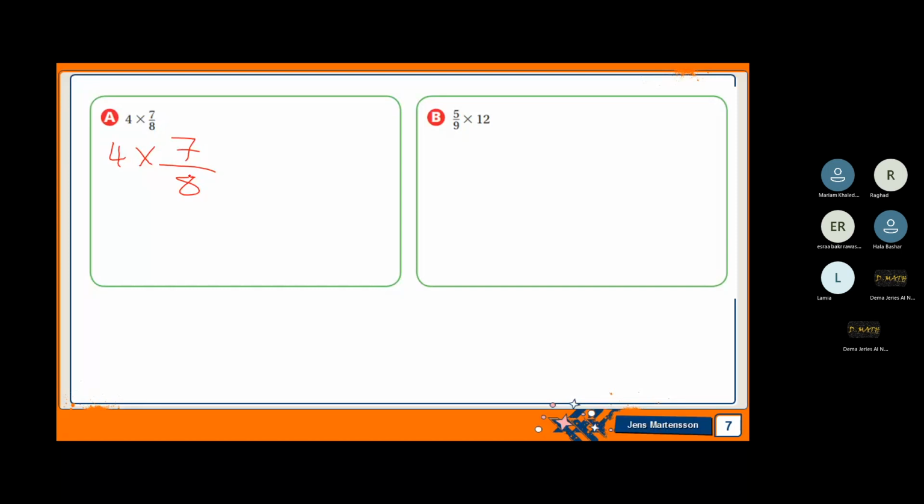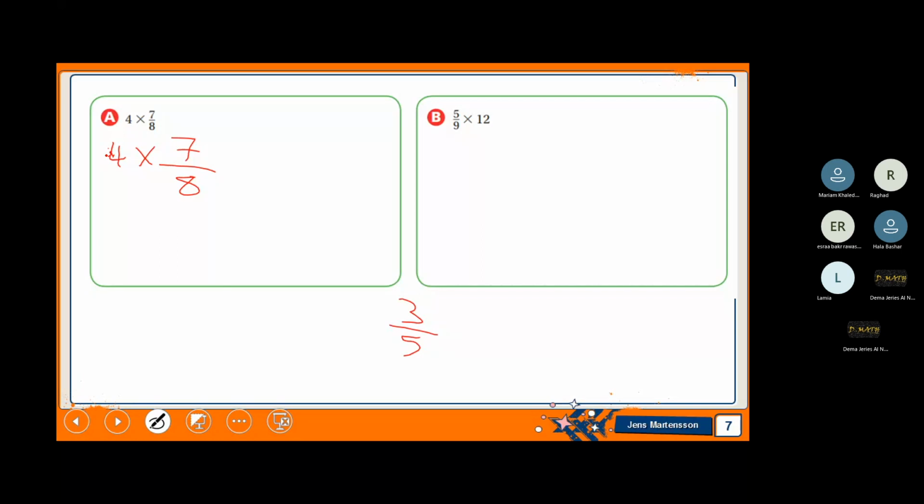What can we do when we multiply 4 times 7 over 8? Every time in multiplication, remember what we call the parts of the fraction. If you have 3 over 5, where is the numerator? Yes, 3. Where is the denominator? Number 5. Here's the numerator and here's the denominator. Now if you want to multiply, every time multiply the whole number with the numerator, over the denominator.